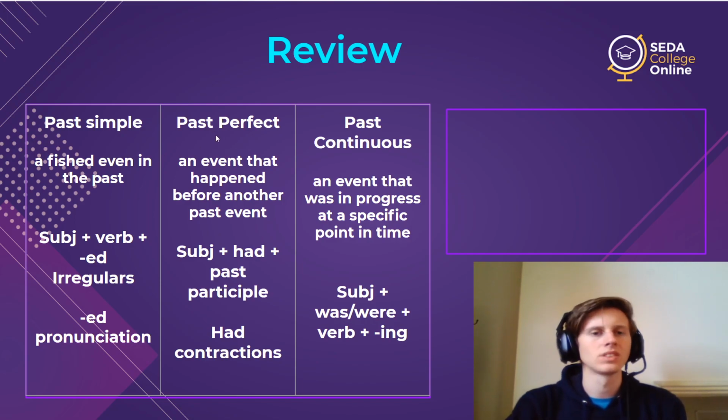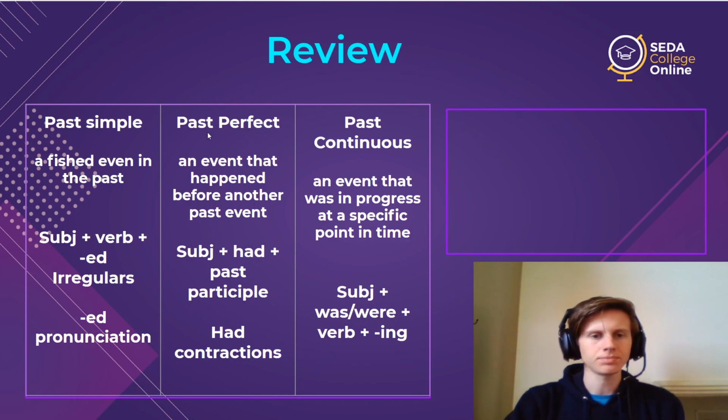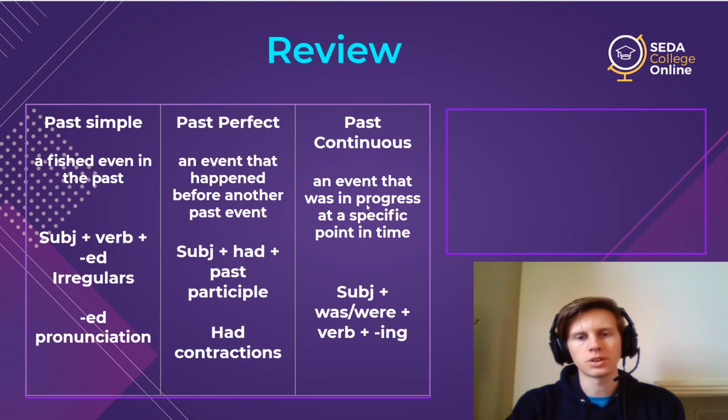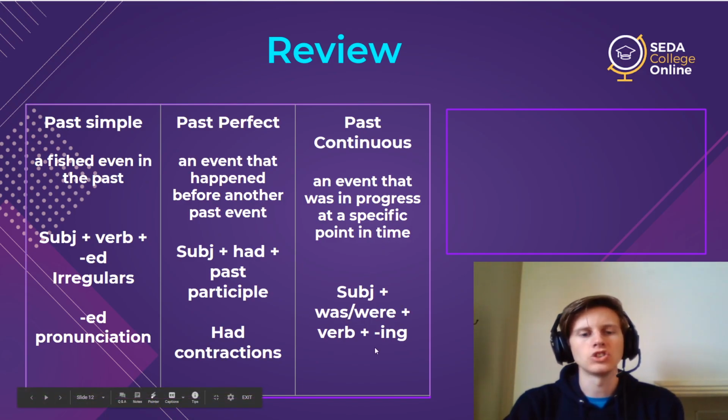Don't forget that. Okay, and then in your past perfect, it's an event that happened before another past event. So we have our past event. Now this is the thing that happened before it. And it's subject plus had plus past participle. And we talked about the had contractions. And then for the past continuous, it's an event that was in progress at a specific point in time. So again, we have our past anchor. That's our specific point in time. And this is an event that was in progress around that specific point in time. And we make it with subject plus was or were, and verb ing.